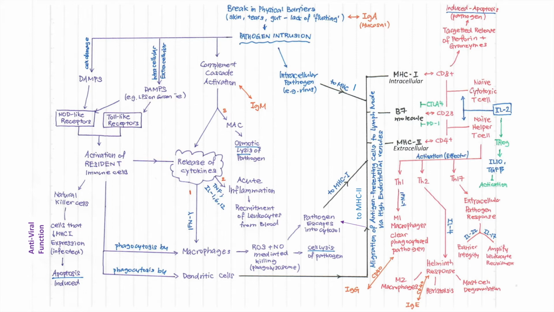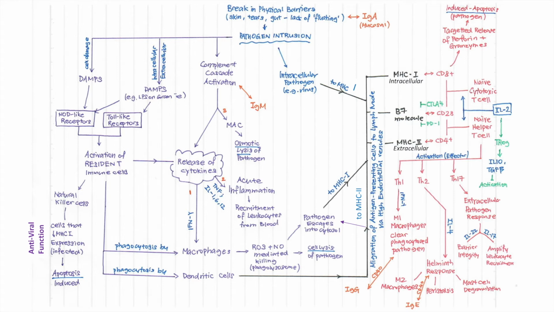Pathogen intrusion always begins when there's a break in physical barriers, and the main concept is that whether it is our skin, our tears, or our gut, there's always some kind of flushing activity that takes place so that we can keep washing away any pathogens that may be stuck onto these mucosal or epithelial surfaces. Therefore, an absence of these flushing mechanisms, such as peristalsis in the gut, tear secretion in the eye, or the layers of keratin in the skin, can cause a break in physical barriers and lead to pathogen intrusion. Again, big picture, the left-hand side in purple is the innate immune response.